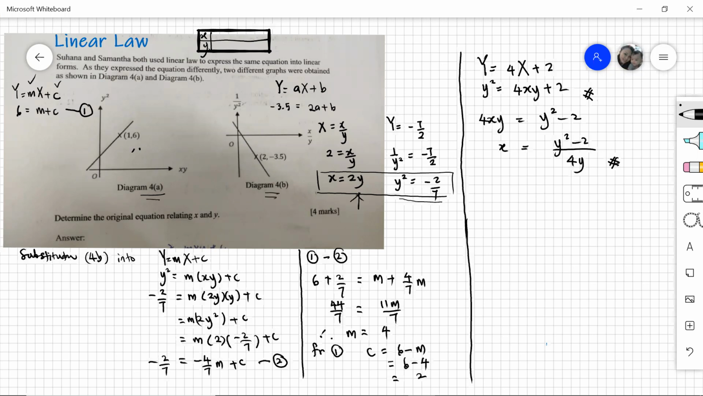First point, second point: if you decide to find m and c, you have to get the point from 4b and substitute into 4a, and vice versa. All right, so that's it for my explanation for this question.